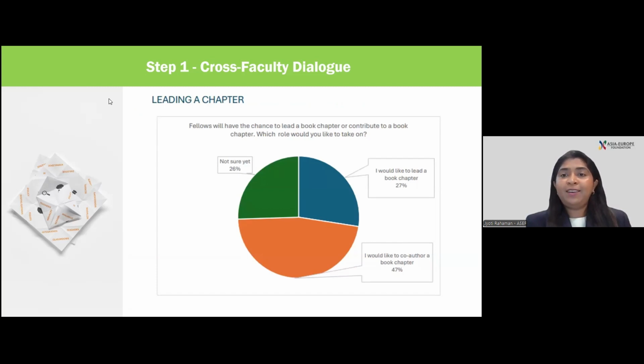As you can see from here, about 27% of you would like to lead a book chapter. We will, of course, consult with our advisors, and then we will get back to you if you have been chosen to lead a book chapter or to contribute to a book chapter. And as you can see, the majority of you want to co-author a book chapter. And some of you are not sure yet, that's okay. I think when we get to the team forming, then you will have better ideas. And if your ideas change in terms of leading or contributing, please do let us know as soon as possible so that we can factor that into our consideration.